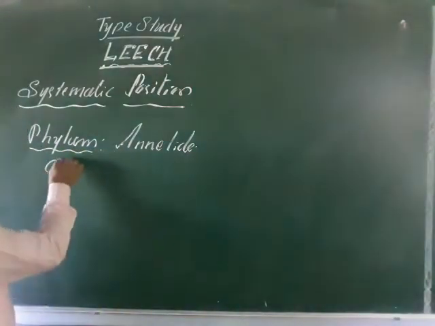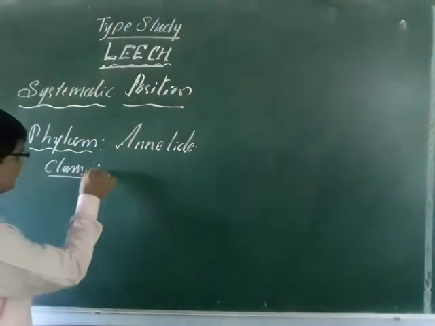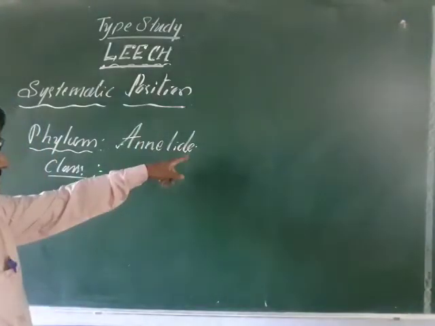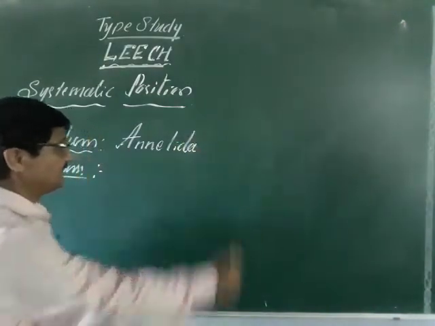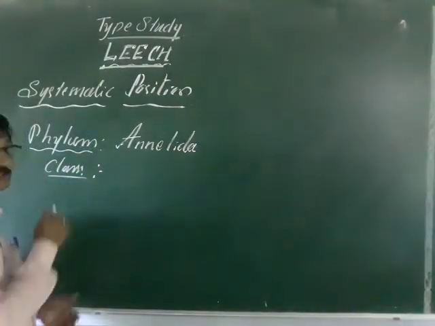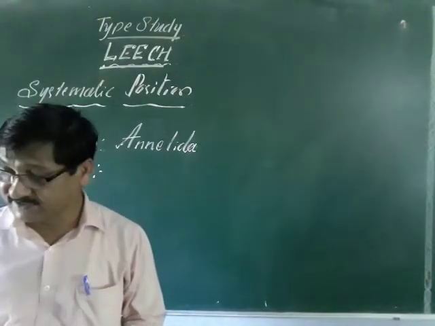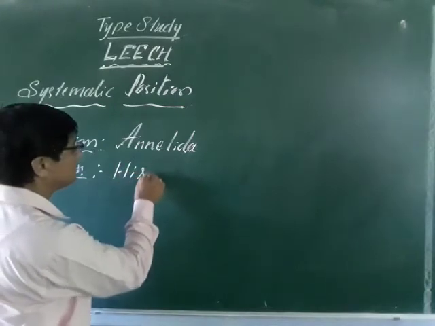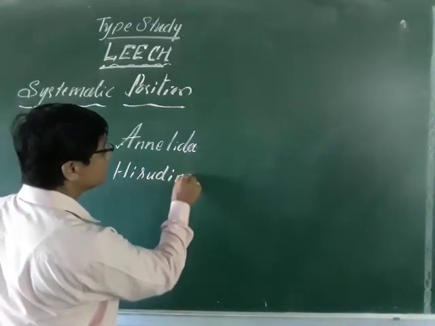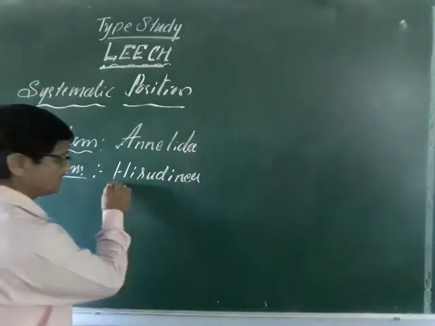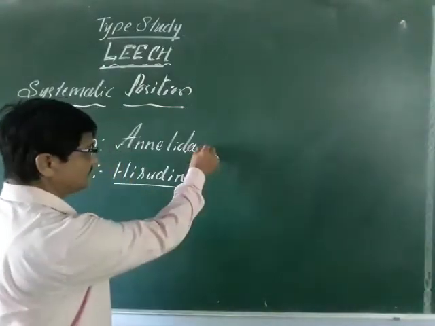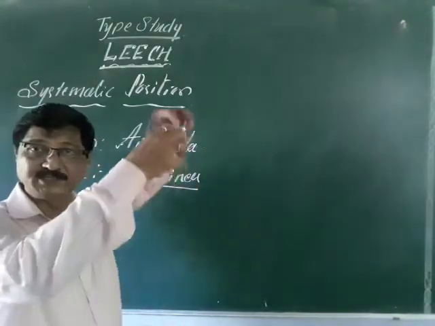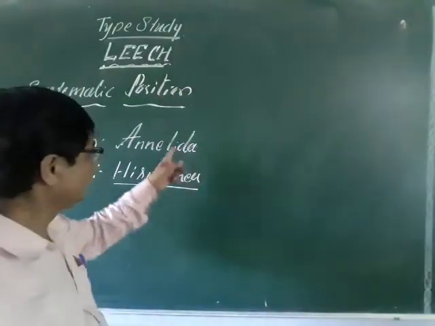And the class, you can say. We have studied the different classes of the Annelida. Here, among the different classes, you can see the class Hirudinea. What is the class Hirudinea? As I told, this is a ring-like structure made by segments, and the body is an elongated, worm-like structure, and that is the annelid.